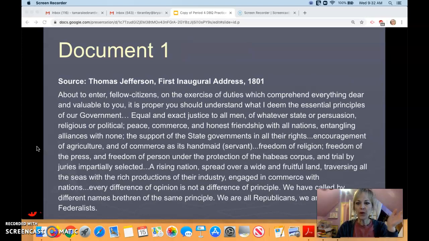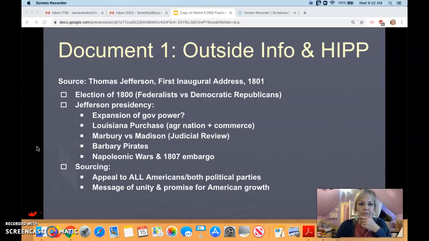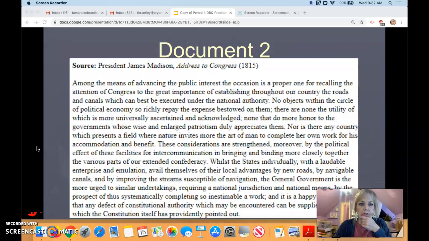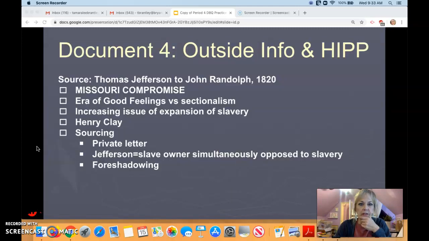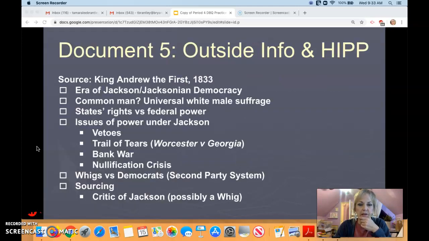You had 5 documents. The first one was from Thomas Jefferson's first inaugural address. I'm not going to go over each of the documents. On Monday, your assignment was to come up with context, outside information that would help you to better understand or explain these documents. So these were all the documents.